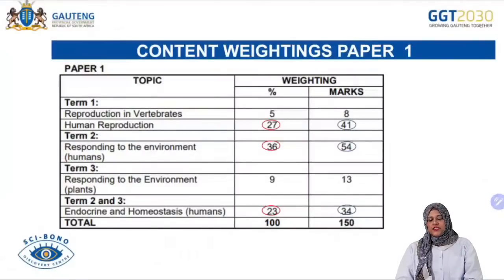Now, with Paper 1, let's look at the weightings, the topic, and the mark scheme. If you look at human reproduction, responding to the environment, and endocrine and homeostasis in humans, those are quite large amounts of percentages and marks. Responding to the environment in humans is 54 marks. That's like 1/3 of the paper. So make sure you study these sections well, and we are going to go through all of them, including plant hormones.